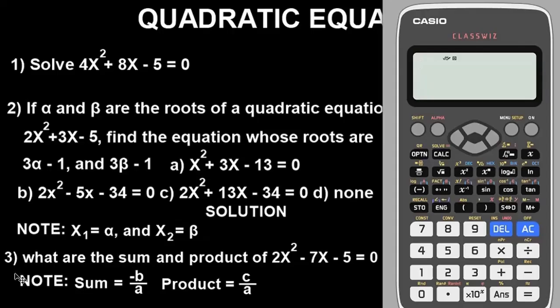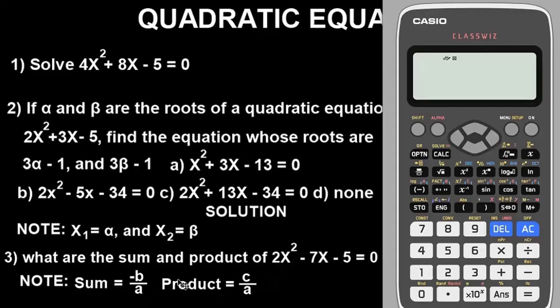Okay guys, so let's look at question 3 now. Question 3 says, what's the sum and product of this quadratic equation 2x squared minus 7x minus 5 equals 0? Okay guys, this question is very, very simple. If you check closely, you see: sum equals minus b over a, product equals c over a. So guys, to do this kind of problem, just apply this formula I have outlined here for you and you will be good to go.